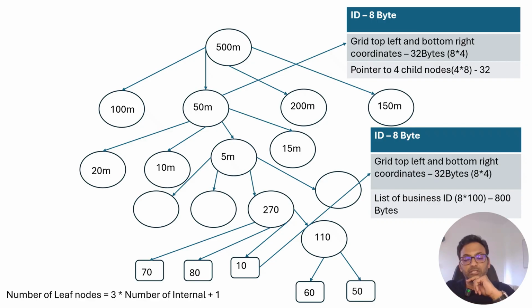So this was about the QuadTree. As I said, in our design we will use the GeoHash, but it is very important to know this different algorithm, a different data structure that many applications use today in proximity services. Here the number of leaf nodes is equal to 3 times the number of internal nodes plus 1.